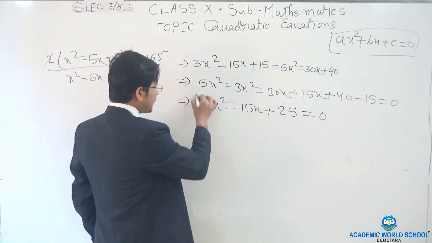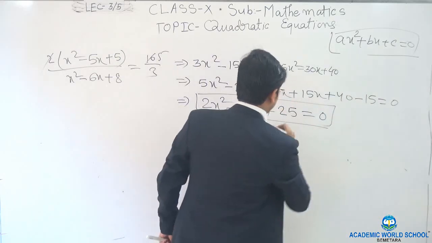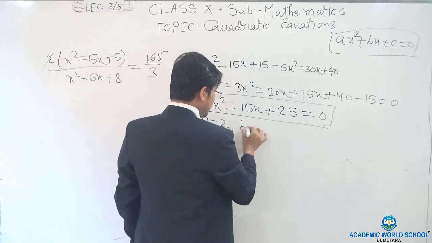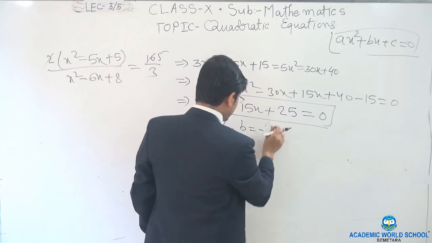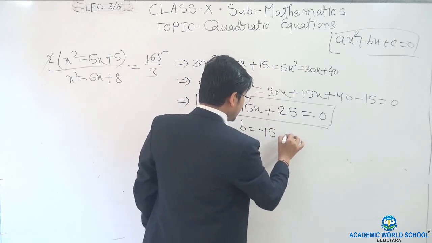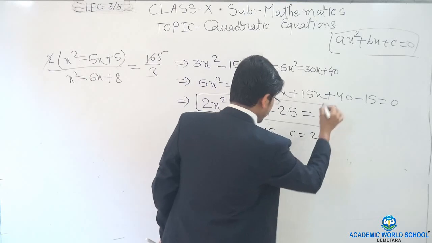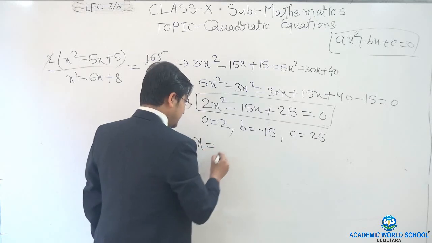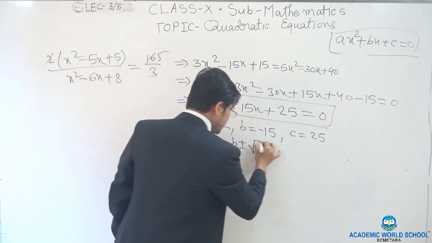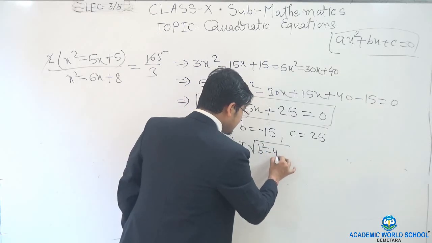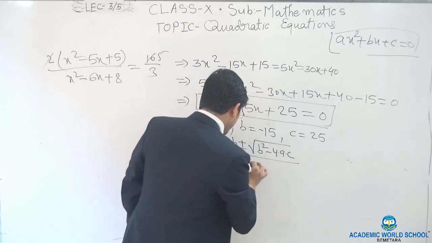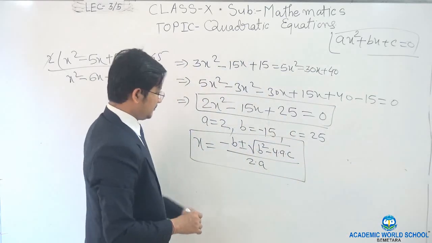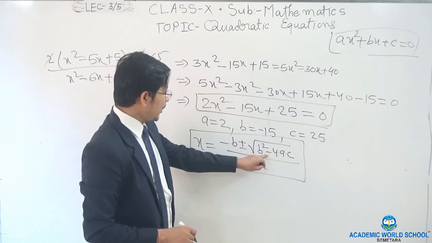Okay. So now I have to solve this quadratic equation by the formula. So we know that we have got the standard form, and in this standard form, what is A? A is equal to 2. What is B? B is equal to minus 15. And what is C? That is 25. So now what we have to do is we have to apply this formula. X is equal to minus B plus minus root over B square minus 4 into A into C upon 2 into A. So this is the formula.